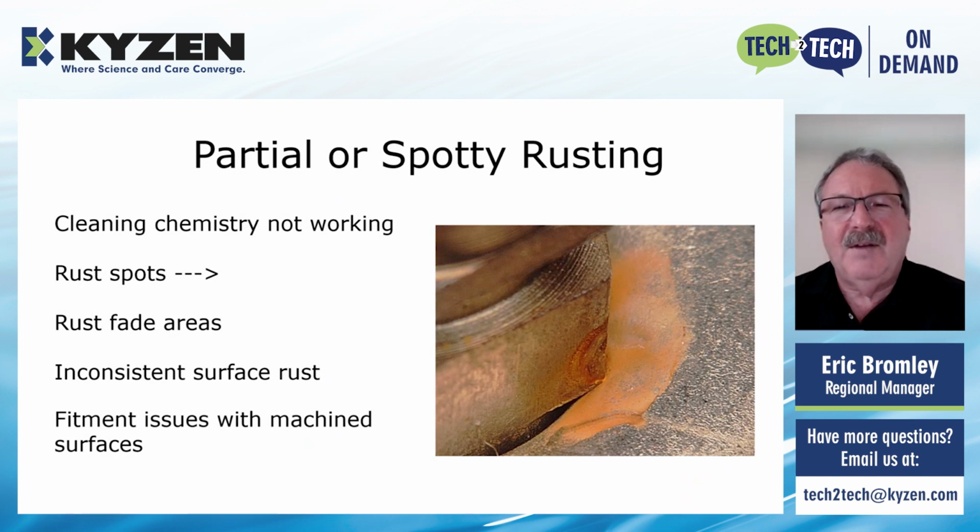Inconsistent surface rust, what I had previously referred to, was if you had a big flat surface or a long sheet, there could be some areas on that part that will have a little bit of rust and some areas won't. So it's very inconsistent and can be tricky.